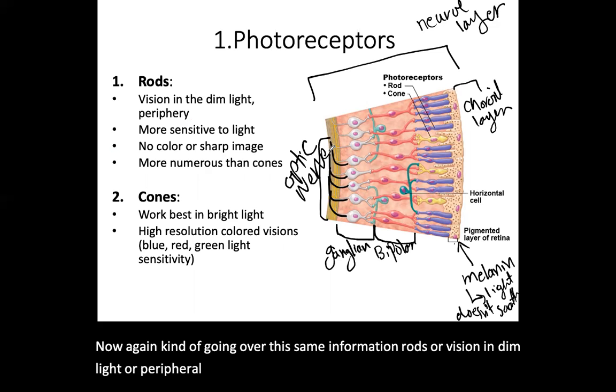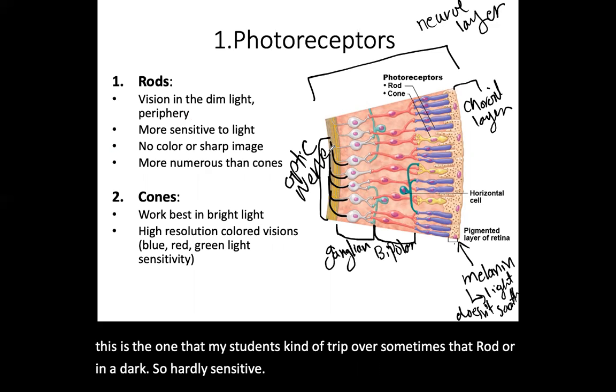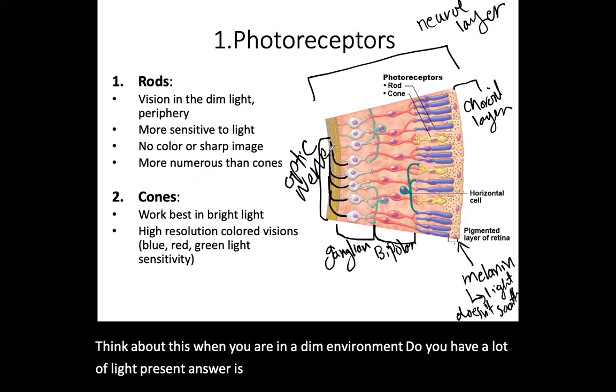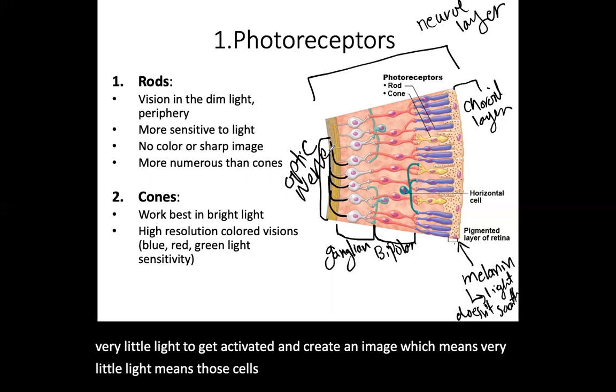They are identified as more sensitive, and this is the one that my students kind of trip over sometimes. So rods are in the dark, so how are they sensitive? Think about this. When you are in a dim environment, do you have a lot of light present? The answer is no. But those photoreceptors only use that very little light to get activated and create an image, which means those cells are extremely sensitive to light because you only need very little light to activate them.